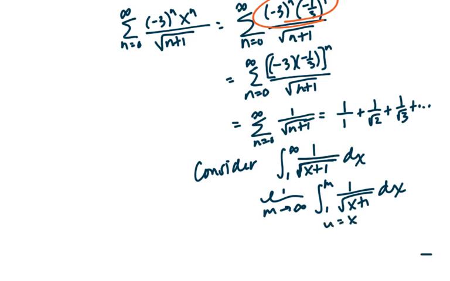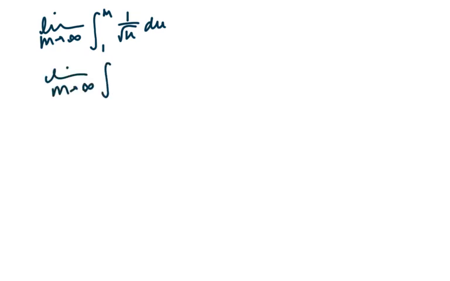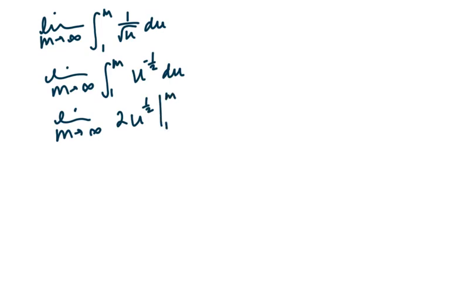So we let u equal x plus 1 and du equals dx. So we have the limit as m approaches infinity of the integral from 1 to m of 1 over the square root of u du, which is the limit as m approaches infinity of the integral from 1 to m of u to the minus 1/2 du. So we integrate and we get, we add 1 to be u to the 1/2, flip and multiply to be 2, from 1 to m.